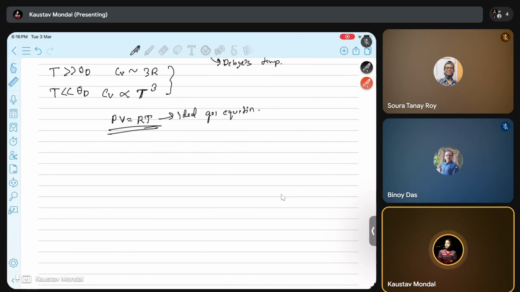Now for real gas, since there are interactions, the molecules of the gas also have some volume inside the container. So if you consider all of these things, then the ideal gas equation reduces to this kind of equation. This is a virial expression, an empirical expression: (P + a/V²)(V − b) = RT. So this is the pressure correction term, this is the volume correction term, and this is known as the van der Waals equation.